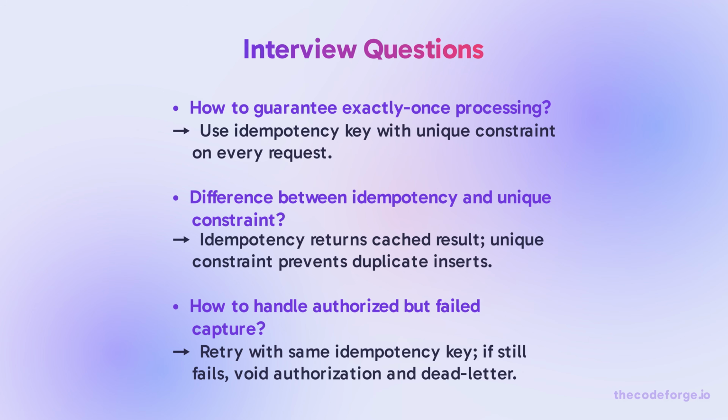Let's run through some common interview questions. How to guarantee exactly once processing? Use idempotency key with unique constraint on every request. Difference between idempotency and unique constraint? Idempotency returns cached result. Unique constraint prevents duplicate inserts. How to handle authorized but failed capture? Retry with same idempotency key. If still fails, void authorization and dead letter.